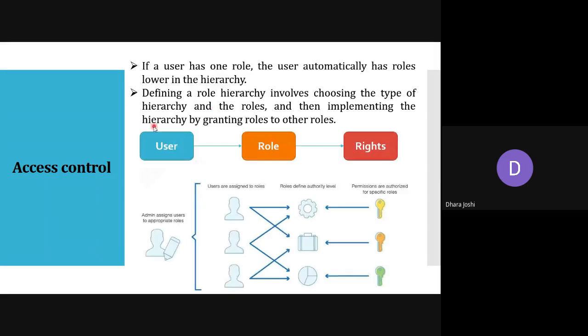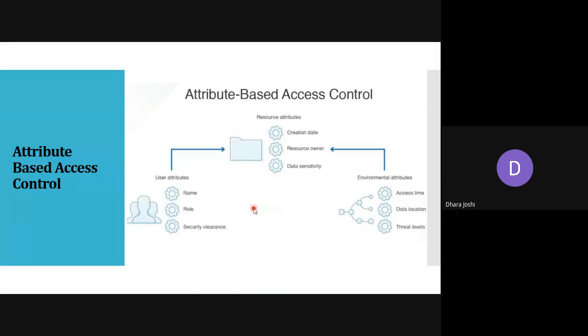Whenever a user enters the system, it will be assigned some role and accordingly the rights will be provided. Here also the same thing will be explained. Role-based and attribute-based access control are very similar, but in attribute-based control, each and every user has attributes, and according to the user attributes as well as environment attributes, the resource utilization will be done. So this is attribute-based access control.